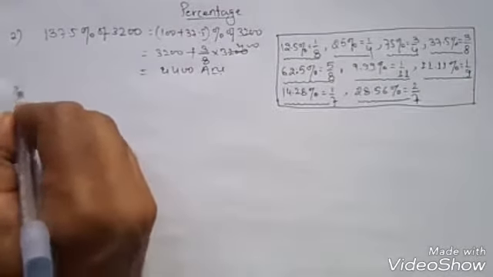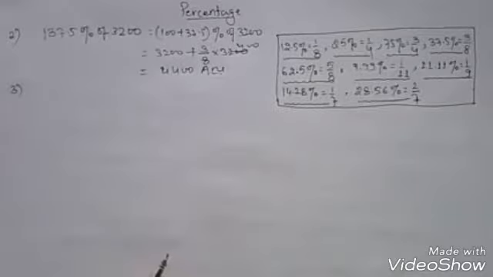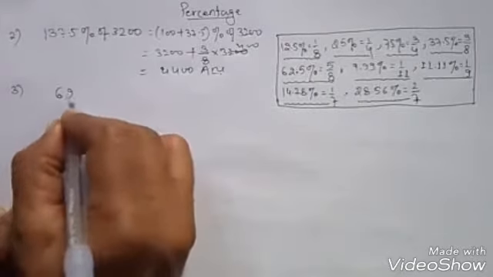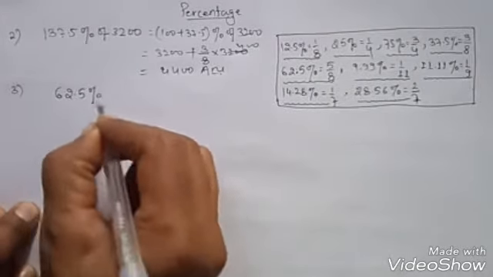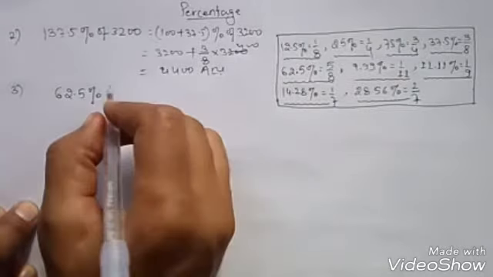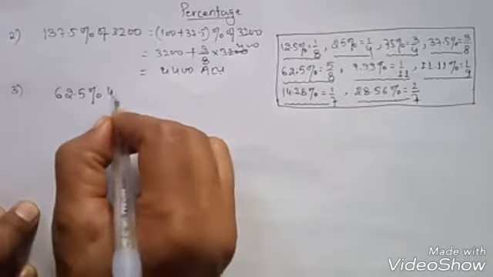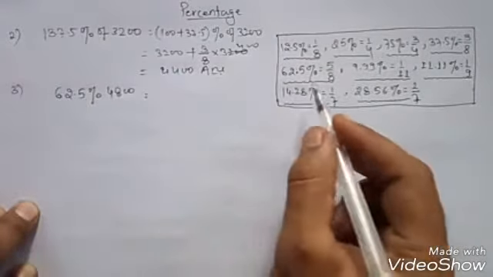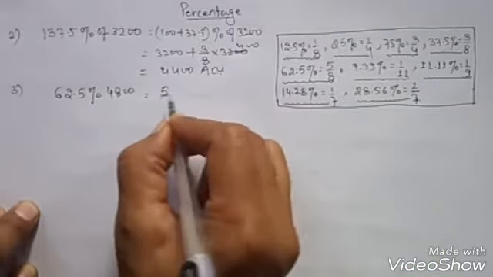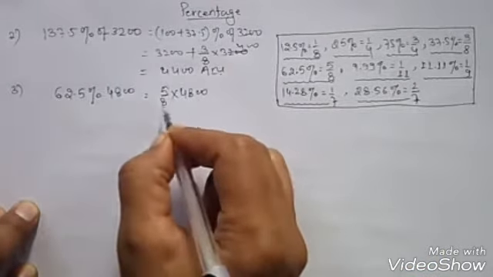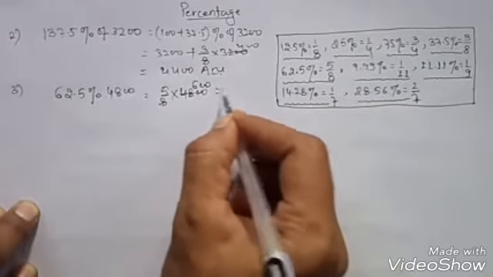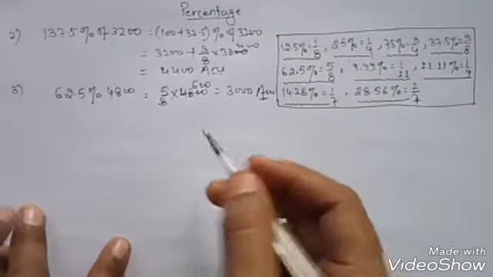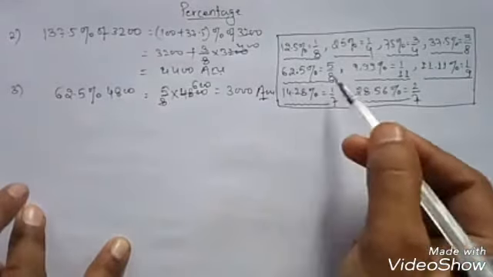Let's move to the third example. Suppose you are supposed to calculate 62.5% of 4800, which is equal to, directly you can apply this value, 5/8 of 4800, so 3000 is the answer. So you can see how easy the question becomes if you learn these values.